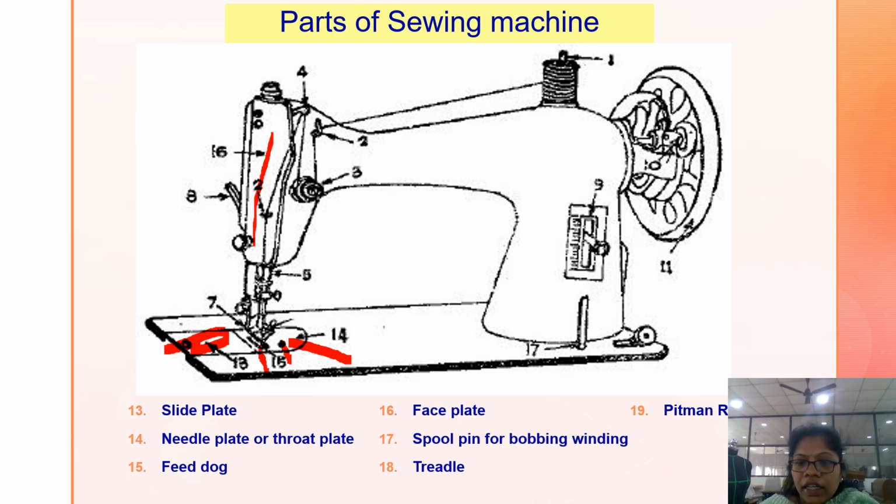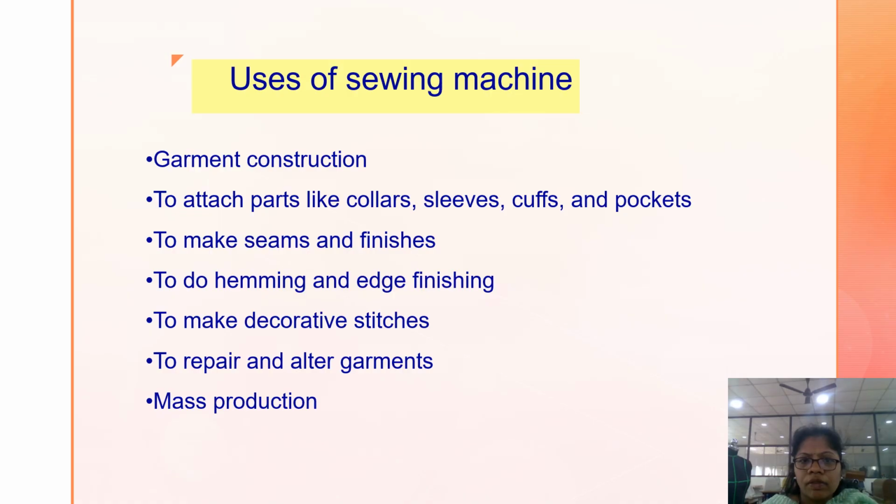The 19th one is the Pitman rod. It is the rod which is connected to the upper and lower portion of the machine, like the stitch mechanism and the pedal. With the help of the screw, the Pitman rod is connected, and the machine will be moved. So with this we have completed the parts of the sewing machine.